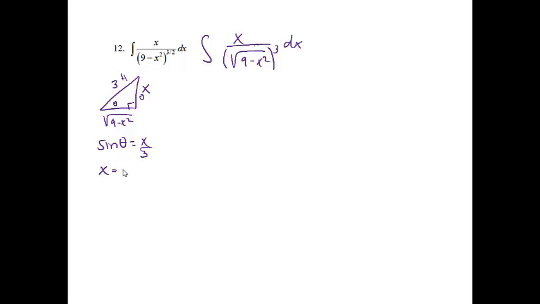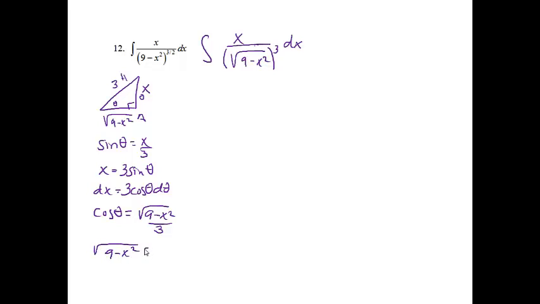If I cross multiply, I'll get x is equal to 3 sine theta. The derivative, dx, will be 3 cosine theta d theta. Alrighty, solving for the square root, I have the adjacent and hypotenuse, so I'll be using cosine. So the cosine of theta is equal to the square root of 9 minus x squared over 3. And then cross multiplying, I'll get the square root of 9 minus x squared is equal to 3 cosine theta. Alright, so now let's go up and substitute.